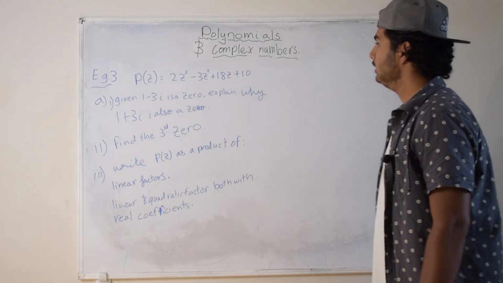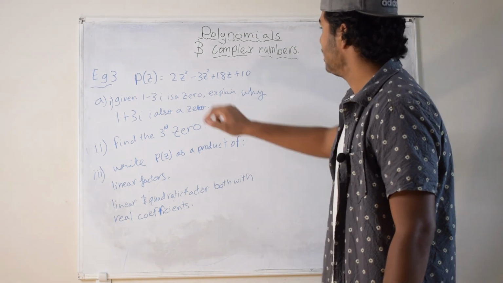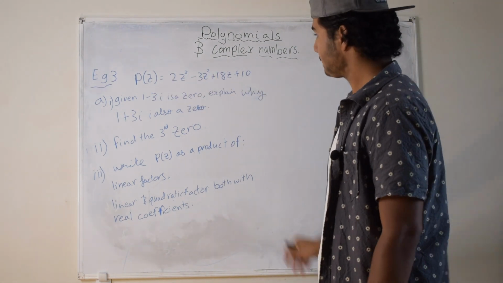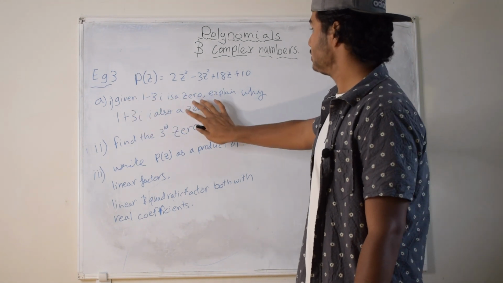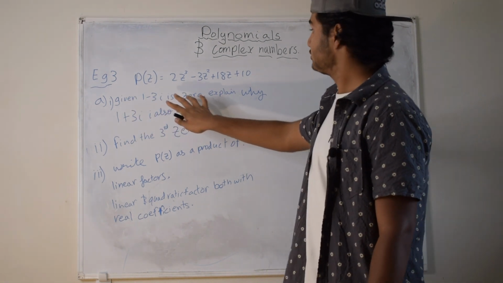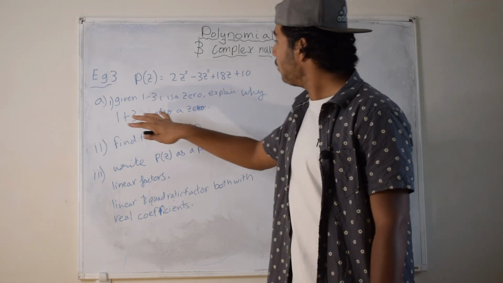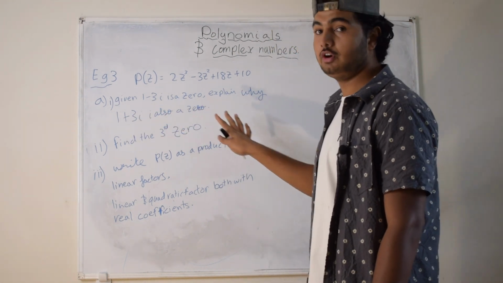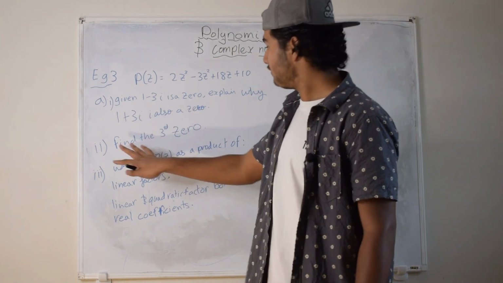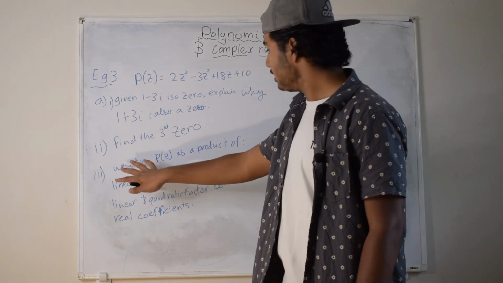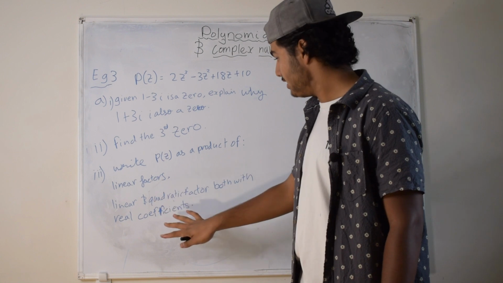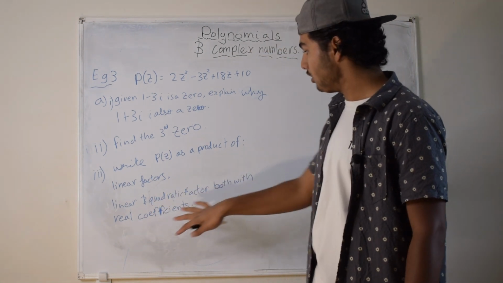This example right here says, again, given us a polynomial P(z), given 1 minus 3i is also a 0, explain why 1 plus 3i is also a 0. Second, find the third 0 of this polynomial. And then the third part is write P of z as a product of linear factors and linear and quadratic factors with both real coefficients.